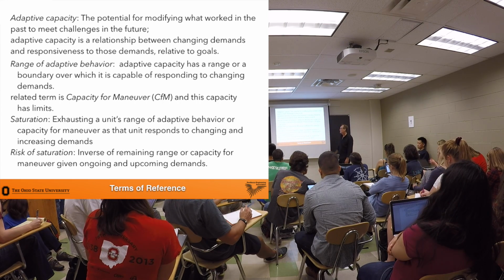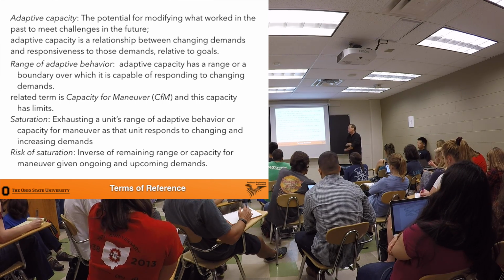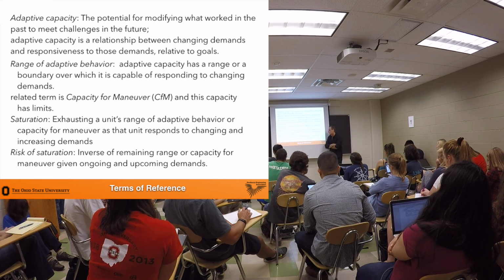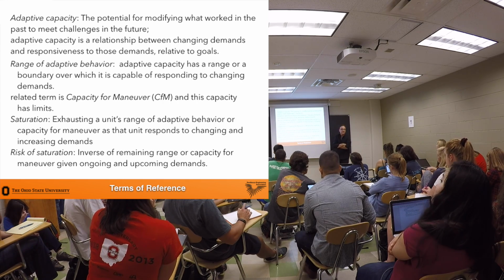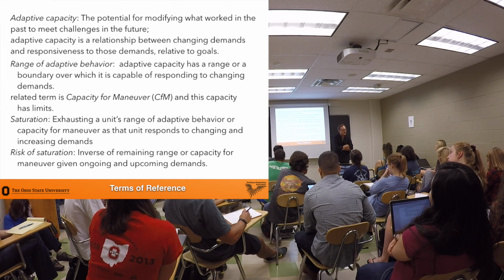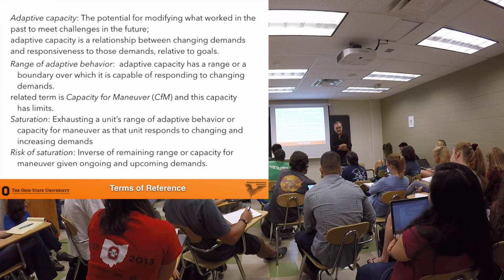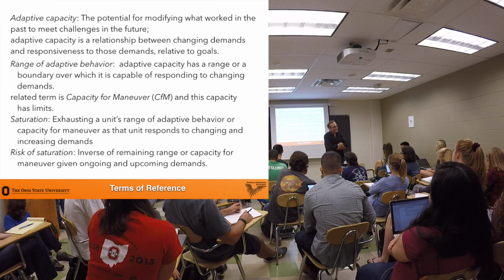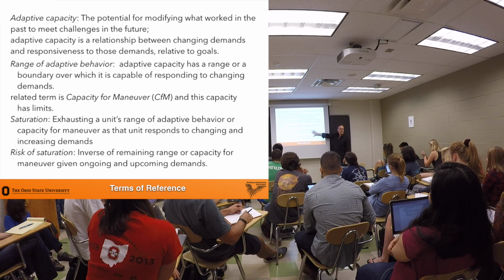So saturation, you exhaust a unit's range of adaptive behavior or capacity for maneuver as that unit responds to changing and increasing demands. So the risk of saturation, we can define then as the inverse of the remaining range or capacity given current demands and what we project as upcoming demands. And we will start looking at how saturation and risk of saturation actually drives adaptation. And that we can see in many, many cases, ICUs, emergency rooms, all kinds of settings. This is going to end up being a key concept for us understanding the rules of the adaptive universe.